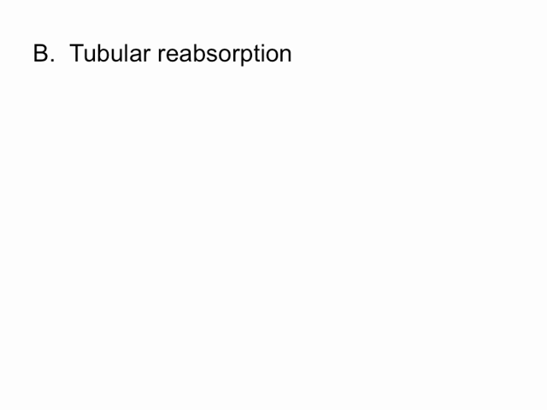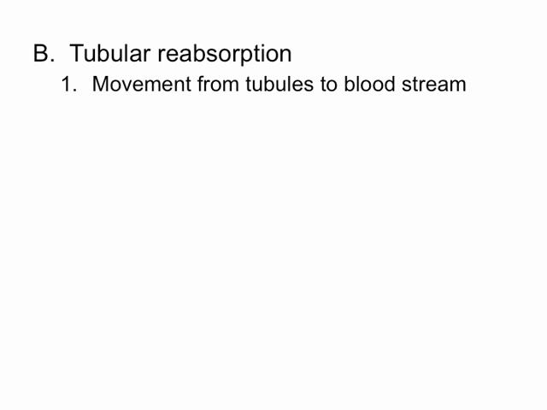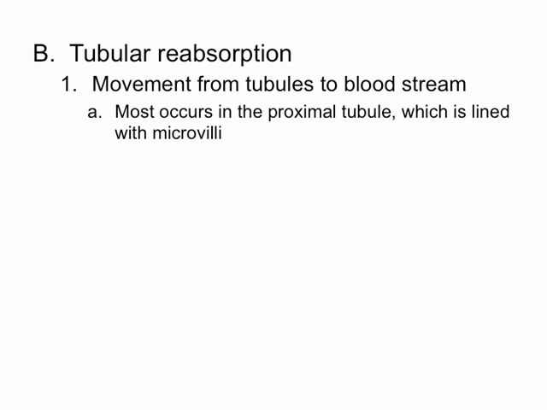Now, tubular reabsorption is the next process that takes place. And this is the movement of materials from the kidney tubules back into the bloodstream. So whenever we talk about reabsorption, you want to think about materials moving into the bloodstream ultimately. And as we mentioned before, if you're filtering 180 liters of filtrate out of your blood every day, we've got to reabsorb that back into the blood. Most of the reabsorption occurs in the proximal tubule. The reason being is that it's lined with structures called microvilli, and at this point in the course we know that microvilli are there in order to increase surface area for absorption.